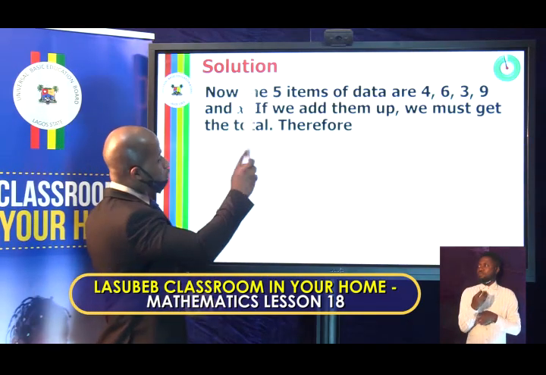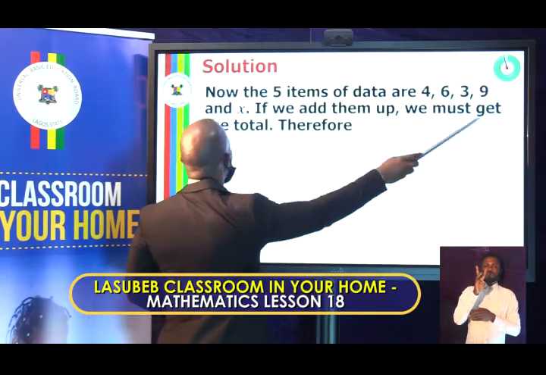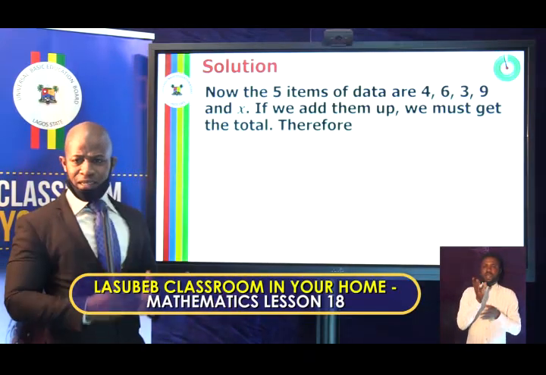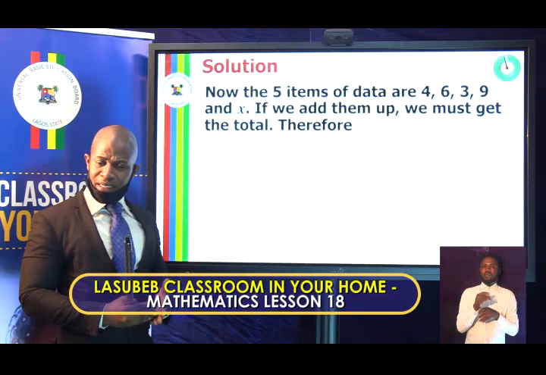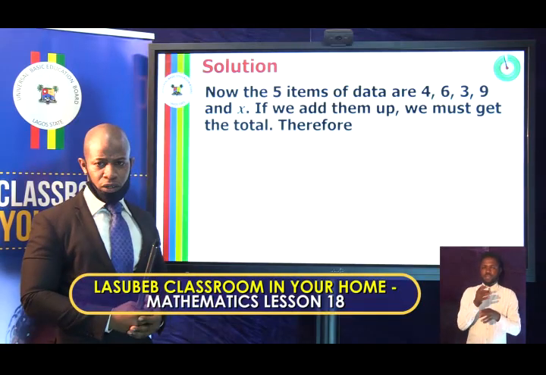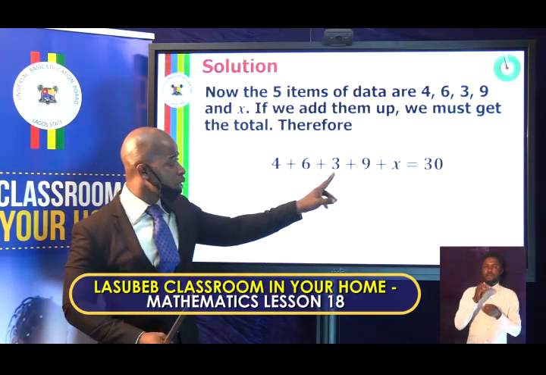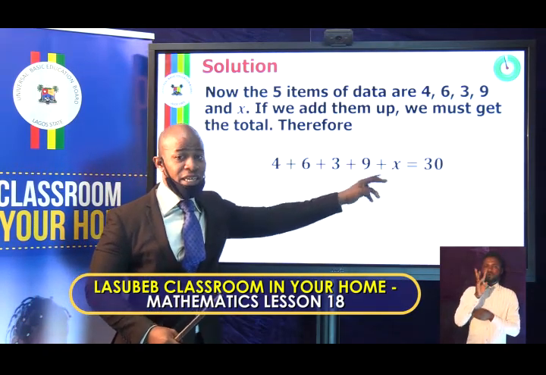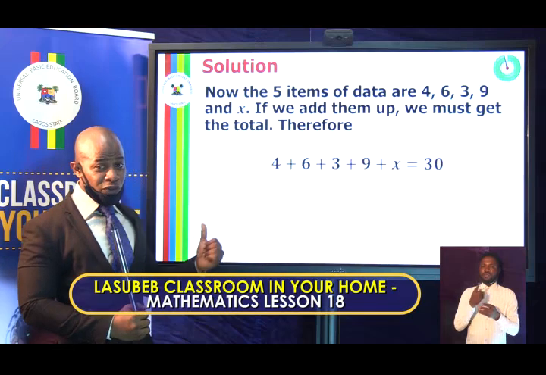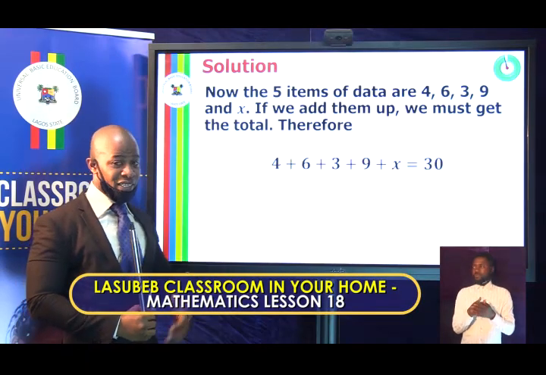Now the 5 items of data are 4, 6, 3, 9, and x. If we add these items of data together, we will still get the total. This is what I'm saying. We have 4 plus 6 plus 3 plus 9 plus x. It should give us the total that we got before. Remember that total is 30.